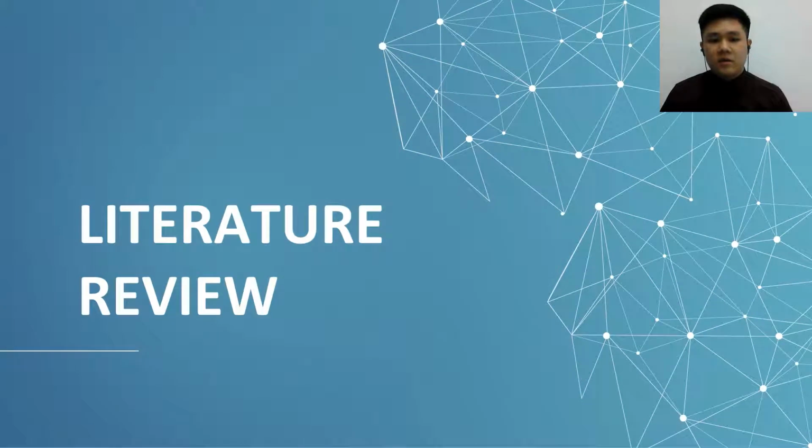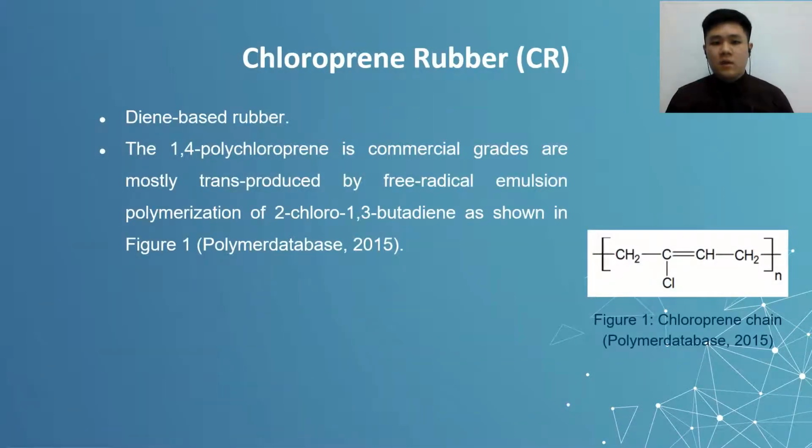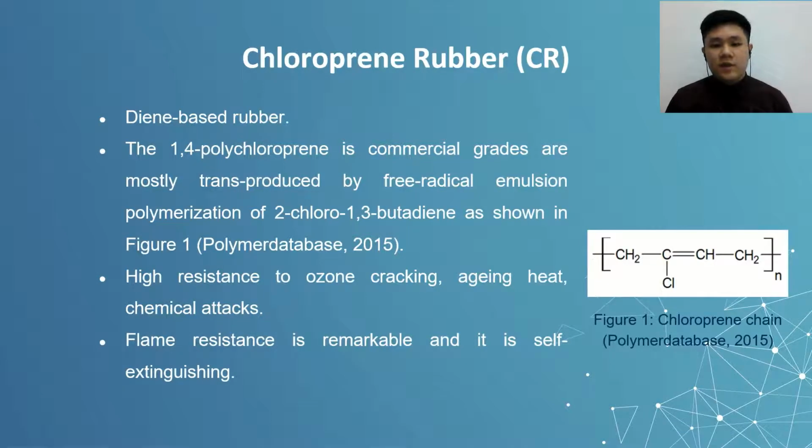The next part is literature review. Polychloroprene rubber is a diene-based rubber. The 1,4-polychloroprene commercial grades are mostly produced by free radical emulsion polymerization of 2-chloro-1,3-butadiene, as shown in Figure 1. CR typically displays a high resistance to ozone, aging, heat, and chemical attacks. Its resistance to flames is remarkable, as polychloroprene is one of the few rubbers that are self-extinguishing.